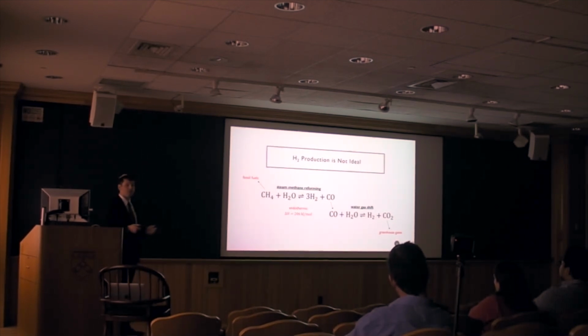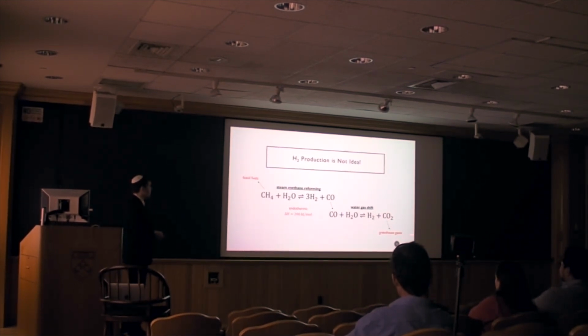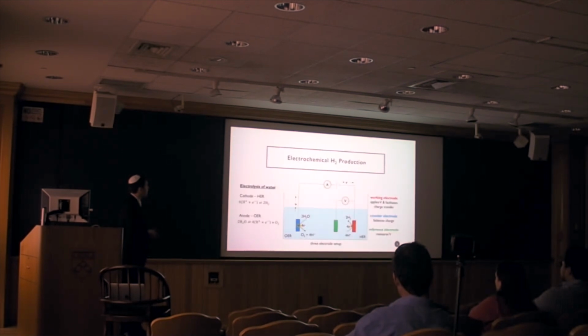But as you can see, there are three problems with this. First, it takes in fossil fuels, so this is a natural resource that we're running out of. Second, this process is endothermic, so we're pushing against thermodynamics to make it occur. And finally, we generate greenhouse gases in the end, and this is obviously something that we are very alert about these days and trying to alleviate.